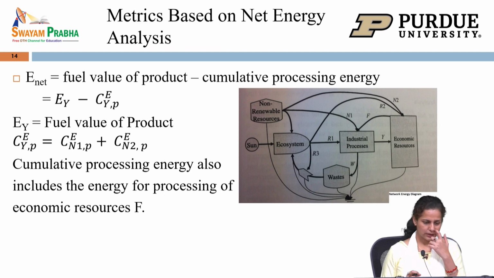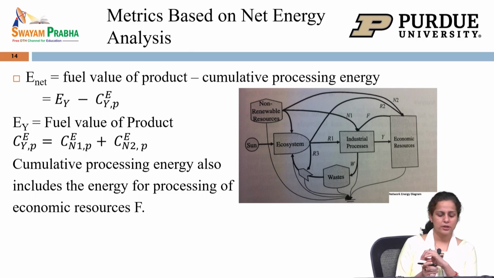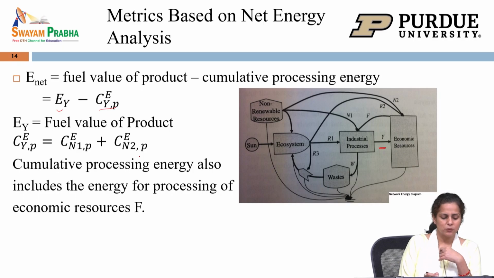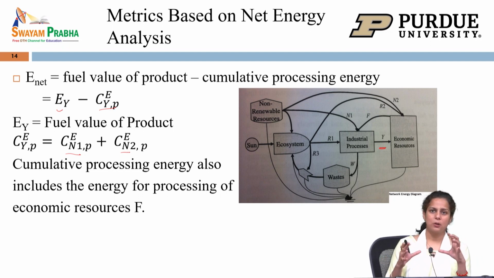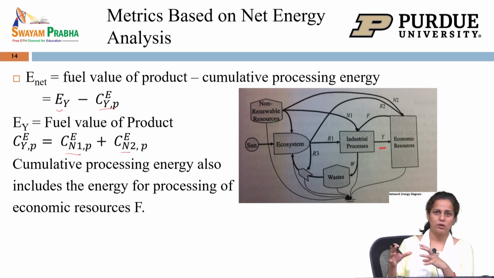So, here you can calculate E_net as the fuel value of product, which is E_Y. Remember, it is the energy in the product that is being provided, and we have the C_YEP, which is mainly the total energy consumed, which is C_N1P. So, mostly it is the cumulative energy for the non-renewable. N1 is your non-renewable and N2 is also the non-renewable that is going in the economy. The distinction with the process here is that we now have a whole life cycle network and also the economy, the part which is not included in the process.